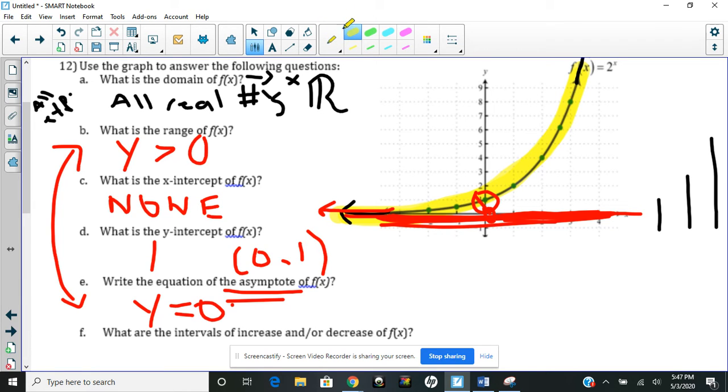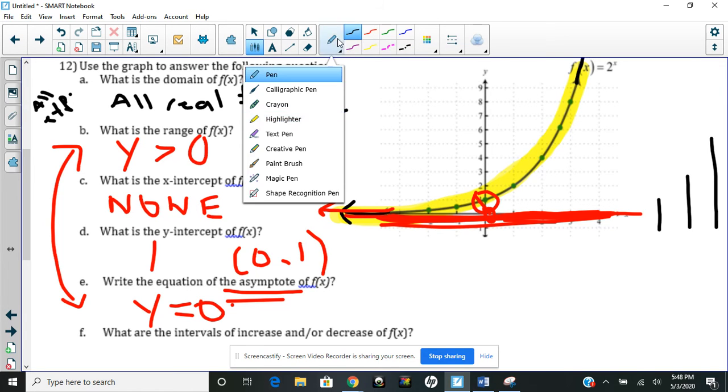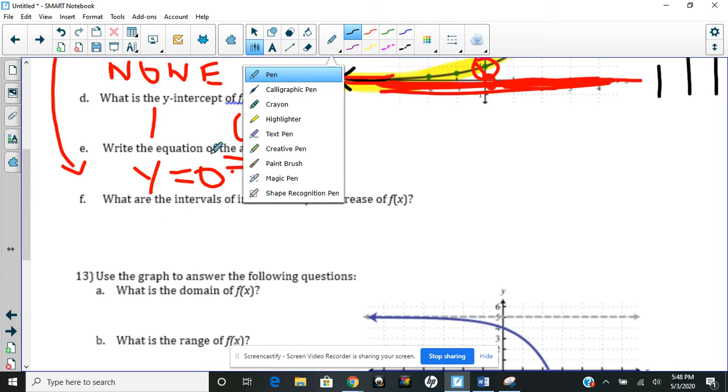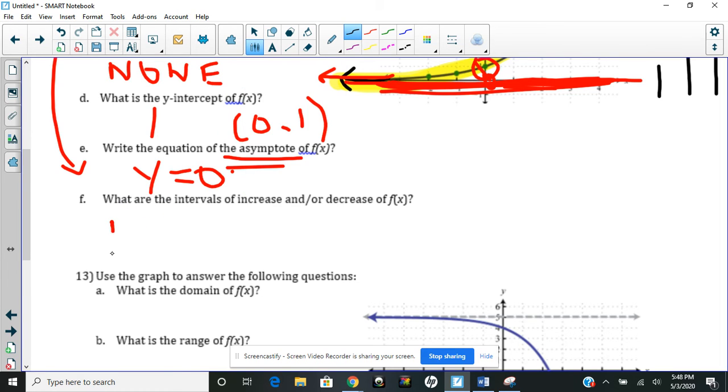So what we're going to say, if it loads, I want to change to a pen. Did it really freeze? Okay, it's back.